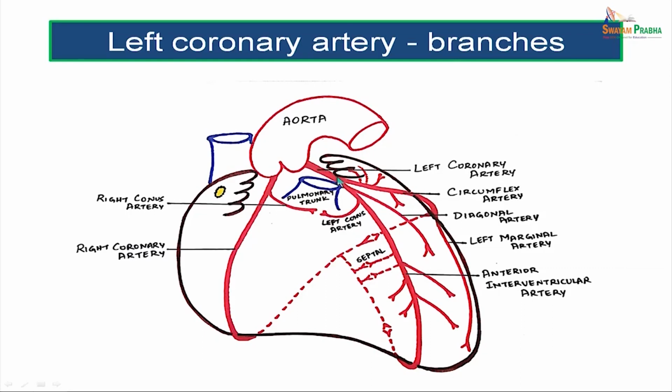As it is running, it gives off branches to the right side, that will be the right ventricle. It also gives off branches to the left side, that will be the left ventricle sternocostal surface, and it gives branches to the septum. That is the interventricular septum. Now look at the branches coming from the anterior interventricular artery towards the right ventricle.